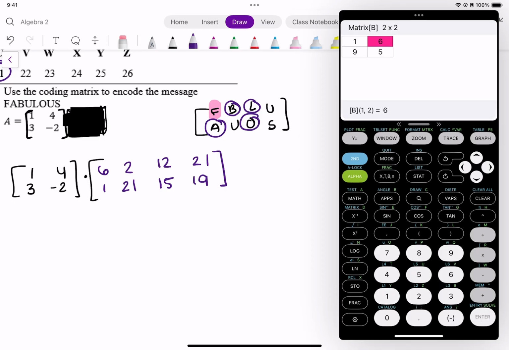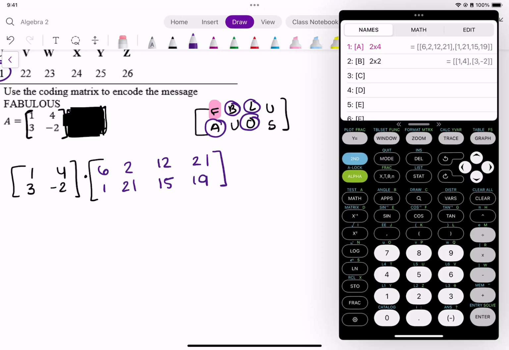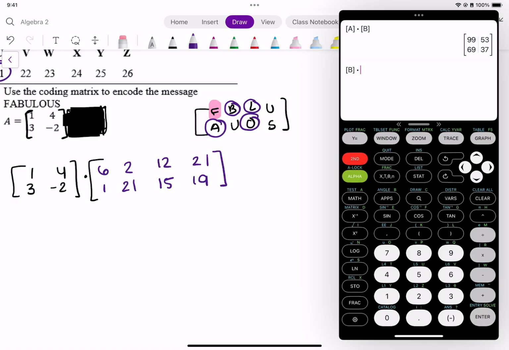Okay, so we have 1, 4, 3, -2. So I saved them backwards. So instead of doing A times B, I'm gonna have to do B times A. But again, you're following the same format. I'm just the one who wrote it in backwards. Okay, so there we go. A, press enter, and there you go.